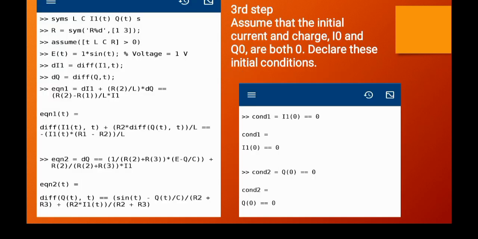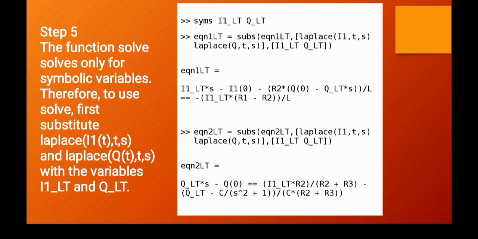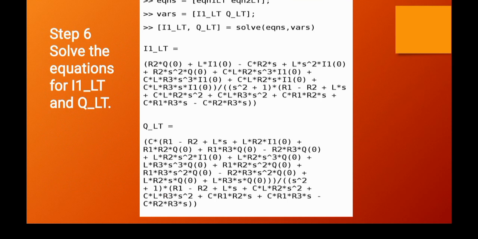In the third step, we assume the initial current and charge values, I0 and Q0, which are both initially 0. So we declare these initial conditions in this step. After defining these conditions, in step 4 we compute the Laplace transform of equation 1 and equation 2. In step 5, the solve function works only for symbolic variables, and therefore, to use solve, first substitute Laplace of I1 of t and Laplace of q of t with the variables I1LT and QLT. In step 6, we solve the equations for I1LT and QLT.